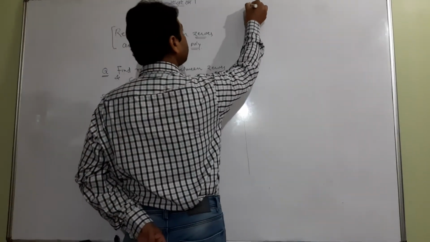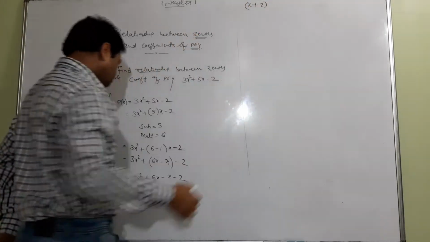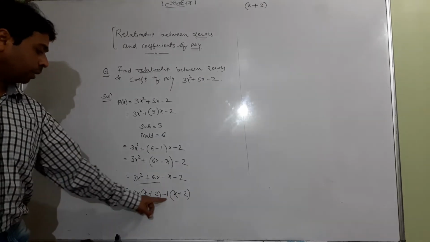Lastly, I would say two terms being here. First, x plus 2 will be common. The remaining is 3x minus 1.